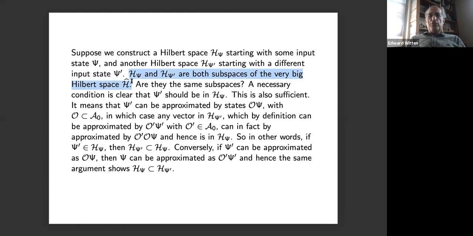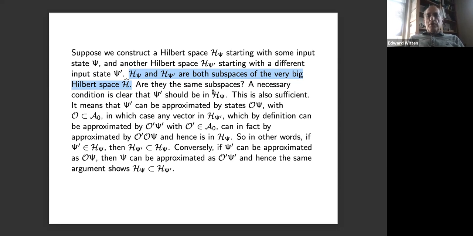So H psi and H psi prime are both subspaces of the ridiculous, uncountable, non-separable Hilbert space H hat, because psi and psi prime were both vectors in H hat. We did everything in this ridiculously big Hilbert space, so the two small Hilbert spaces we got are subspaces of the same big one. Are they the same subspace? Well, obviously, for them to be the same subspace, psi prime has got to be in the Hilbert space H psi that you created starting from psi. That's a necessary condition. It's actually also sufficient.